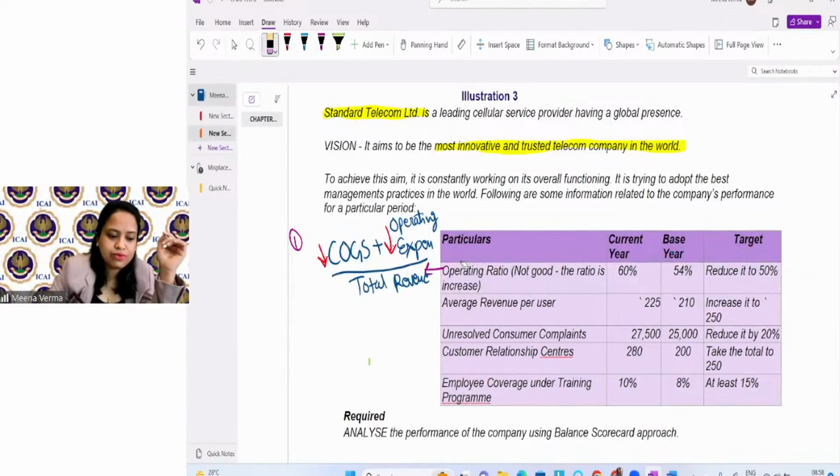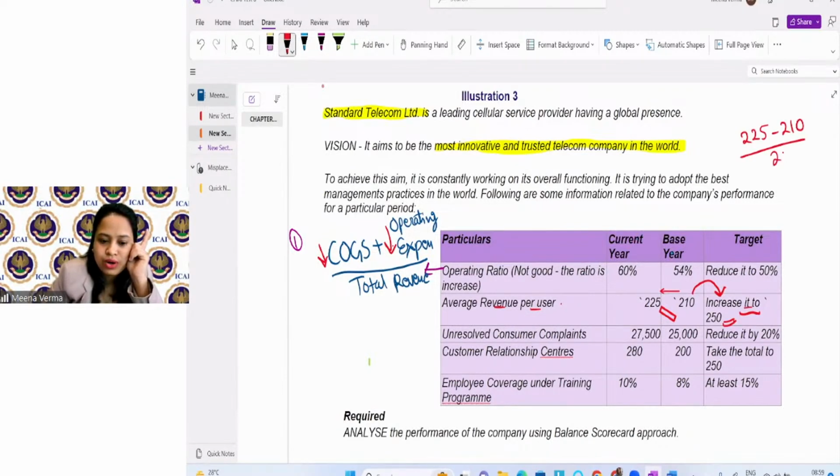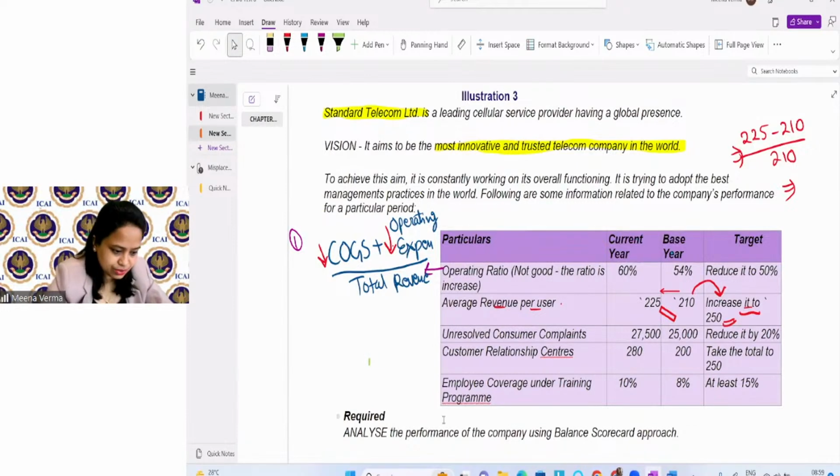All right. Okay. Second one. Now see the second one. What is happening in the second case? Increase it to 250. So for revenue per user, the company is targeting to increase the revenue. How much? 250. है ना? So now if you see, revenue has increased, but how much? Only how much? You can see the difference. If you want, you can do the calculation also: 225 minus 210 divided by 210. So in this way, you can measure how much it has improved. है ना? You can measure it.